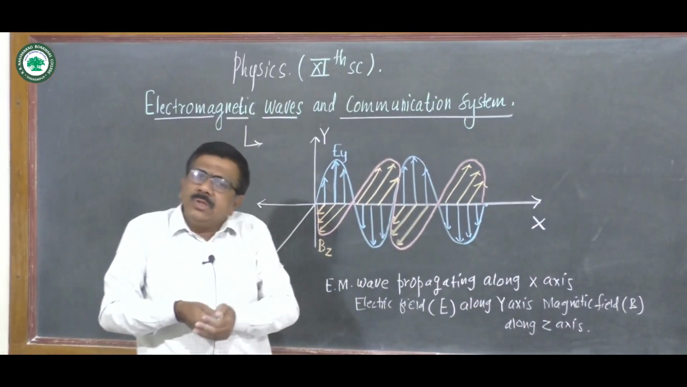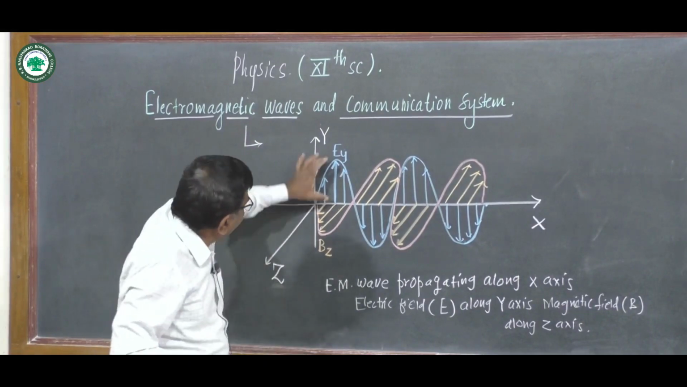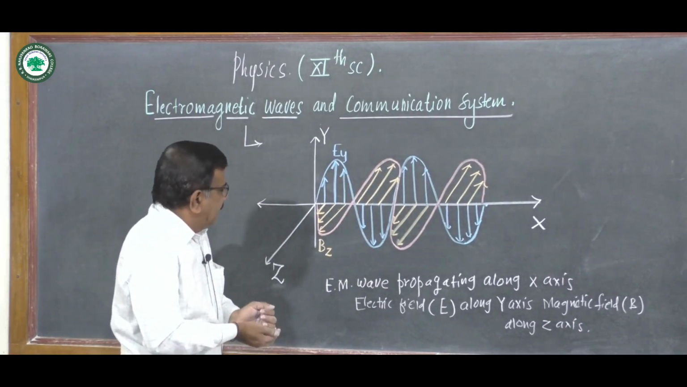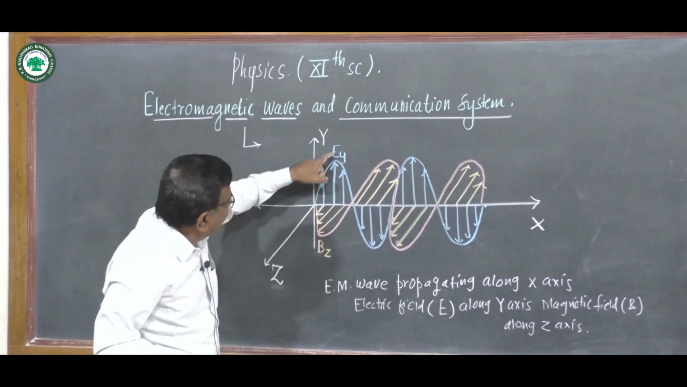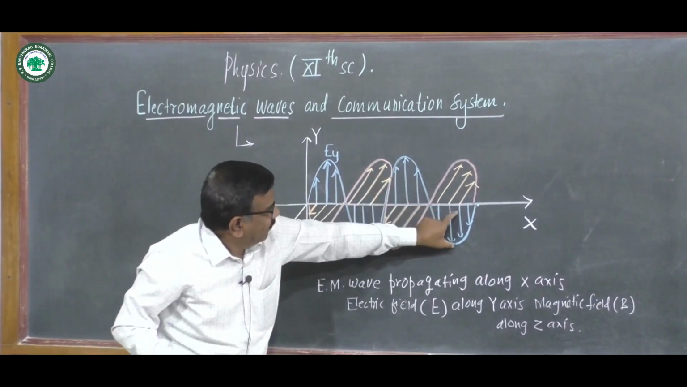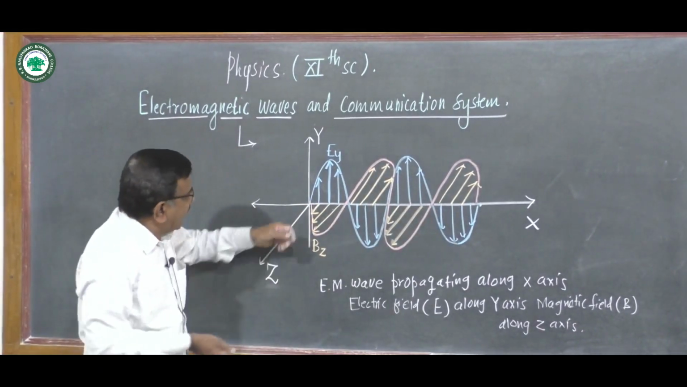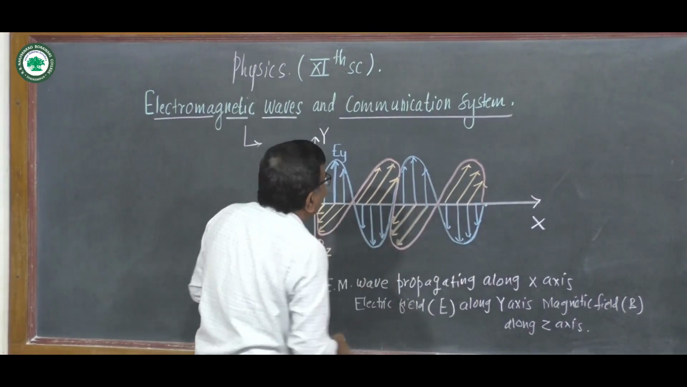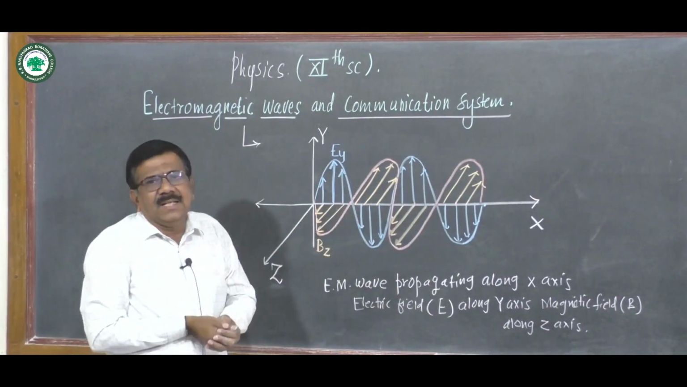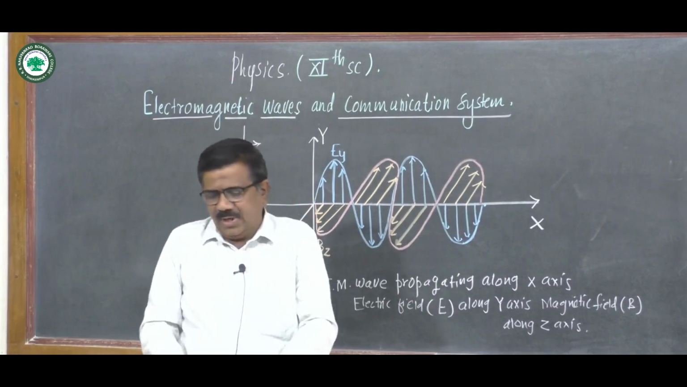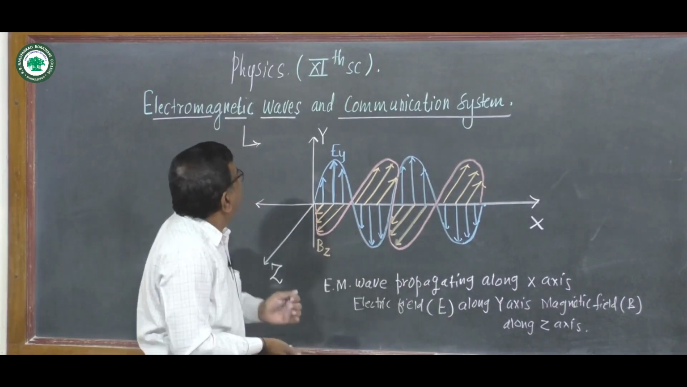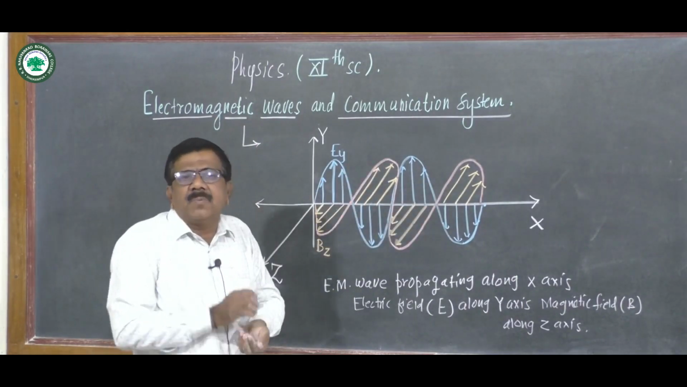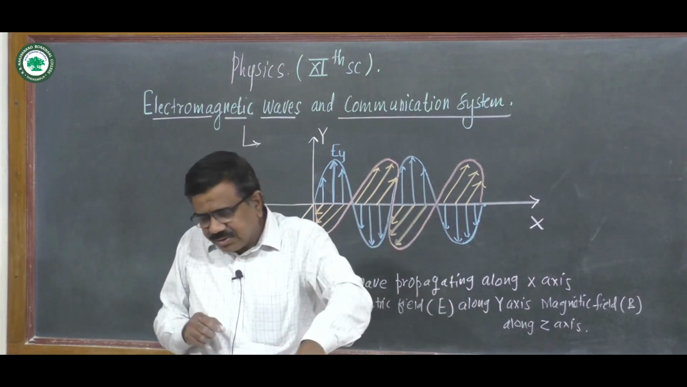In an electromagnetic wave, we know electric and magnetic fields are perpendicular to each other and also perpendicular to the direction of propagation. Here electric field is along the y-axis, denoted by EY, and magnetic field is along the z-axis, denoted by BZ. Both fields are perpendicular to each other and also perpendicular to the direction of propagation. This wave, we call it an electromagnetic wave.